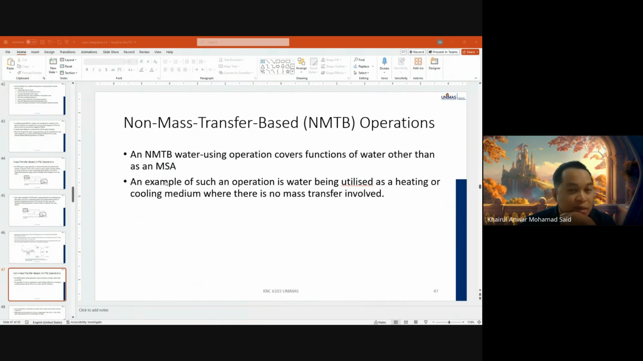So during a plant audit, you identify a gas scrubbing unit where water is sprayed to absorb sulfur dioxide from a flue gas stream. So how should this operation be classified? Is it a non-mass transfer based or a mass transfer based, or a pure water disposal stream with zero mistake? You can answer this after this.